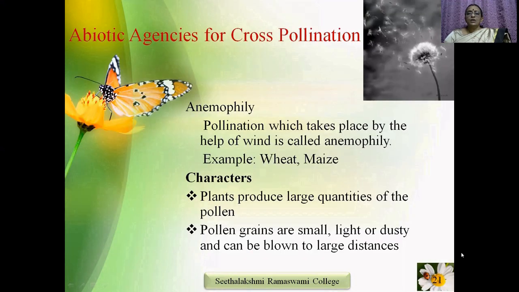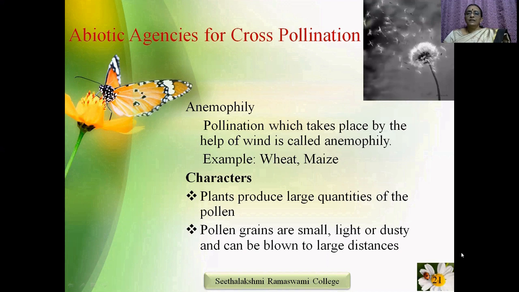Pollination, which takes place by the help of wind, is called anemophily. Example, wheat and maize. Wind pollinated flowers typically have no bright colors, and they will not have any special odor or nectar. They'll be very small, and mostly they have no petals, with stamens and stigmas exposed to air currents, and they'll produce a large amount of pollen. Pollens will be smooth, light, and easily airborne.